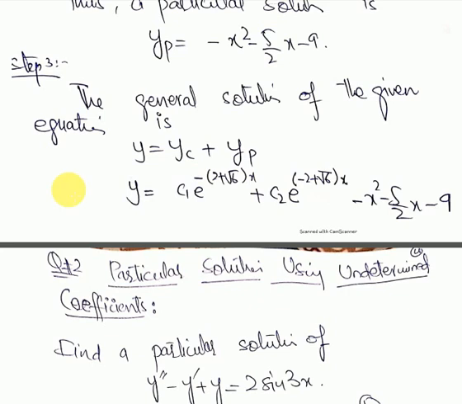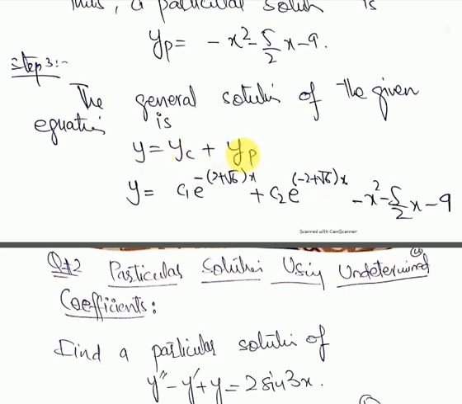Now move towards the third step, which is the last step, as we were asked to solve the equation for the general solution. The general solution is always y is equal to yc plus yp, complementary solution plus particular solution. We have already found yc, and also found yp.